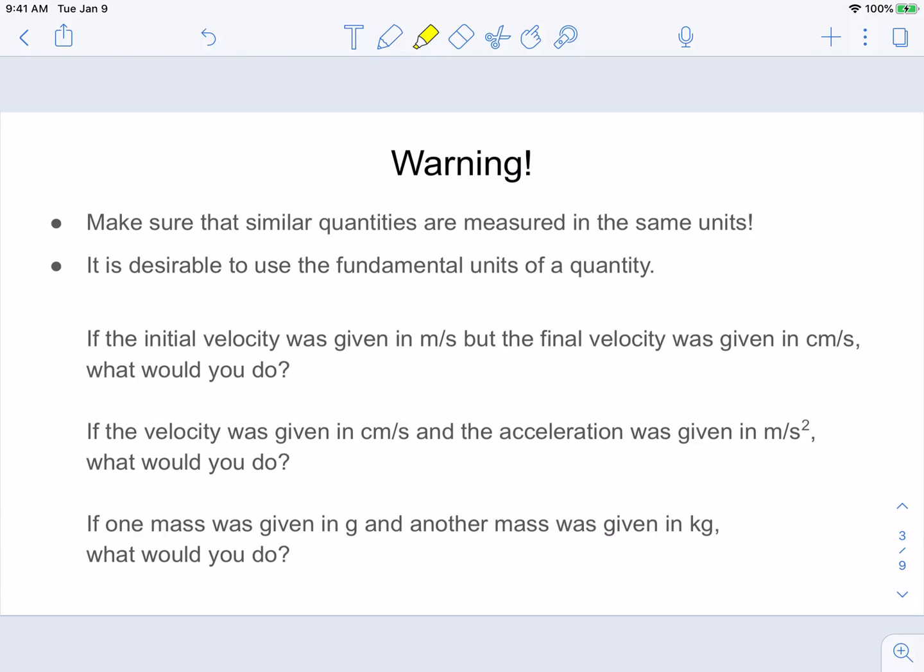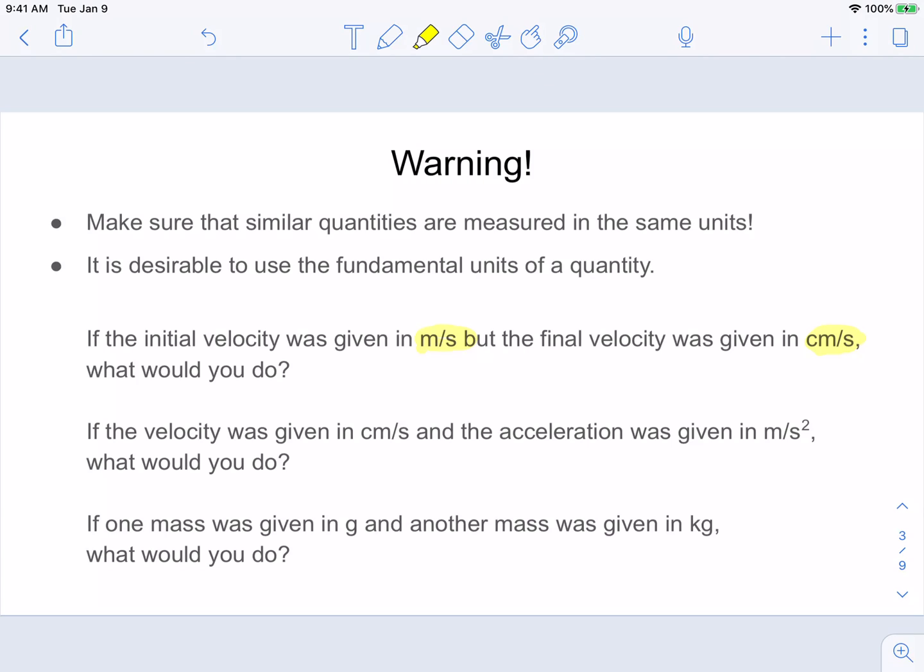So here are a couple little examples for you. If I was doing a problem and the initial velocity was given in meters per second, but the final velocity was given in centimeters per second, what would you do? Well, you can see that these two units are different, but they were both for velocity. Both of them have a length measurement divided by a time measurement.